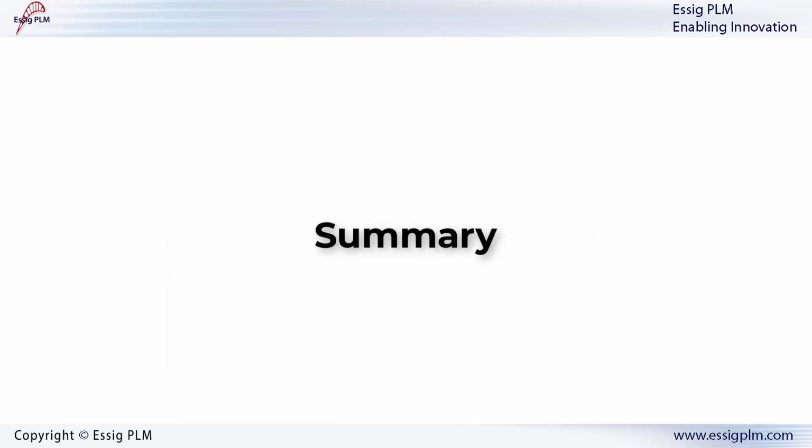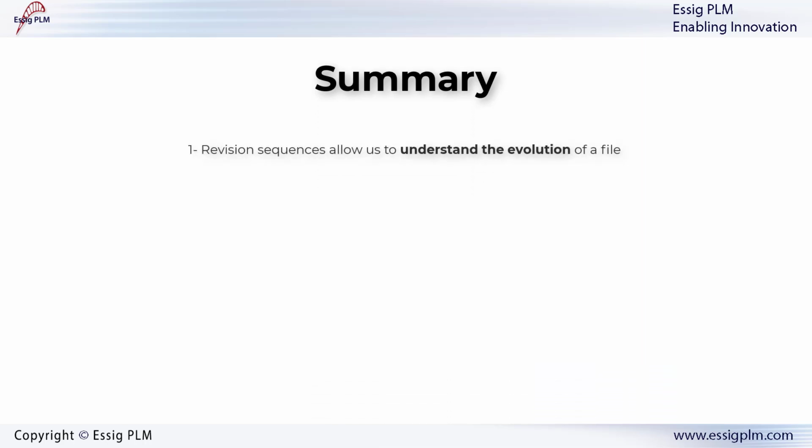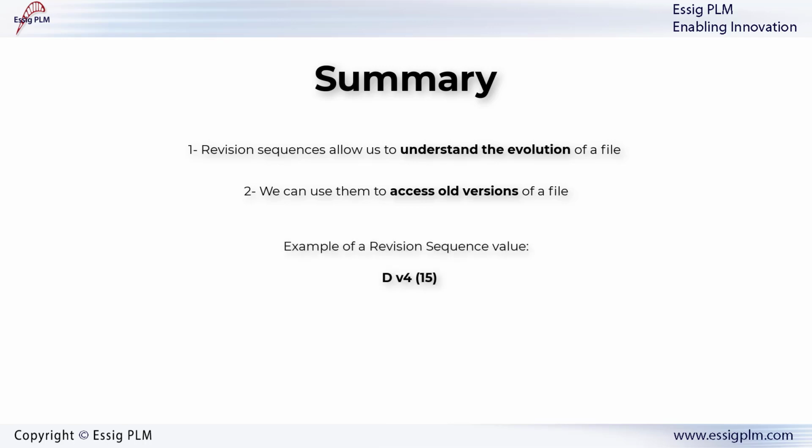Summary. We have seen how to work with revision sequences. They allow us to quickly understand the evolution of a file in Nexa. They also enable quick access to any of the older versions of a file since they are safely stored in the vault. A revision sequence usually contains 3 parts. The revision refers to changes of the release status. Within each revision value, there can be upgrades of the file that are tracked with the keyword N. Nexa also keeps track of the total number of versions of a file with the keyword ver.